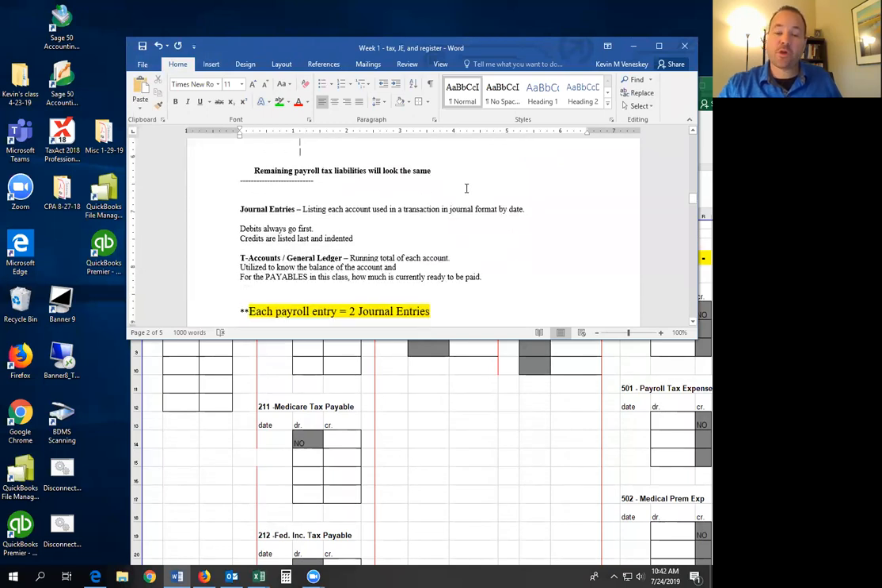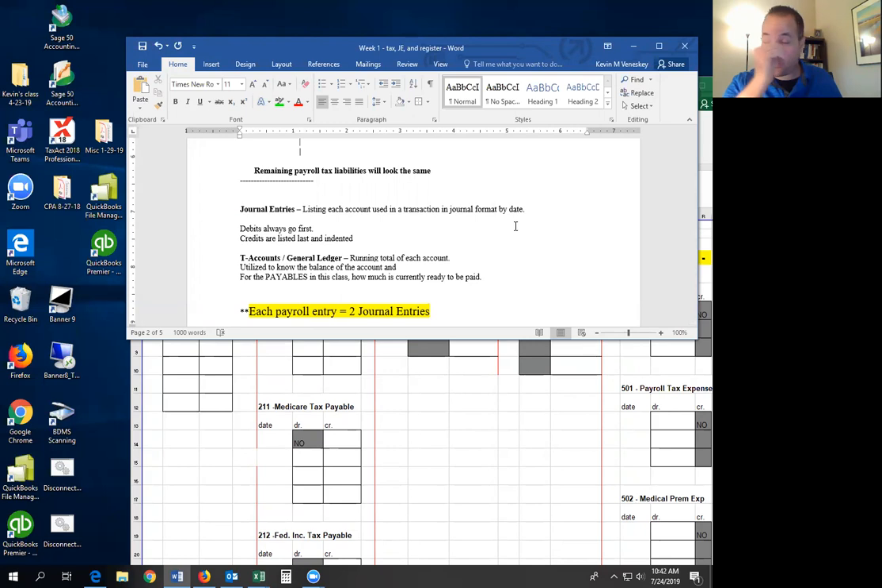When we do a journal entry, key items to remember: debits always go first when we list our journal entries, and credits are always indented and go second. So if we have more than one debit, we're going to put all the debits first, along the left-hand column, and then second we put in our credits and indent them, just like you would a new paragraph. You indent it slightly over to the right.